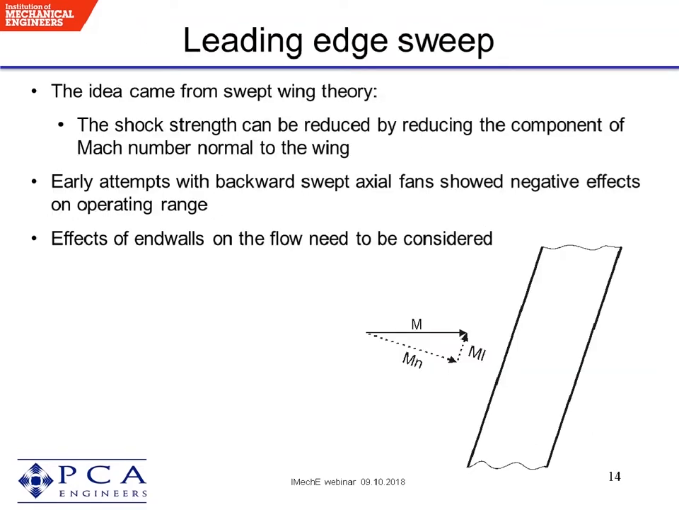The idea behind leading edge sweep comes from the swept wing theory, where the shock strength is reduced by reducing the component of the Mach number normal to the wing. However, early attempts with backward swept axial fans showed negative impacts on performance, especially on operating range, and this was due to the presence of the end walls in turbomachinery.